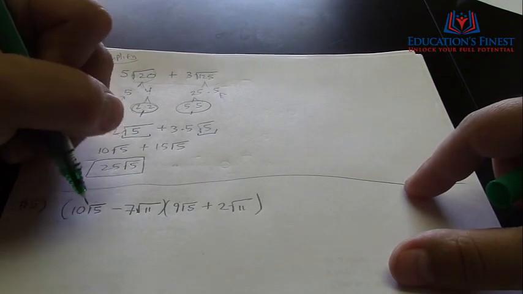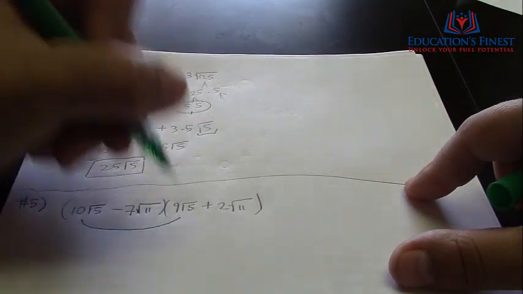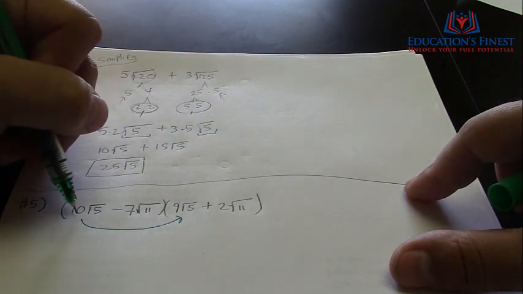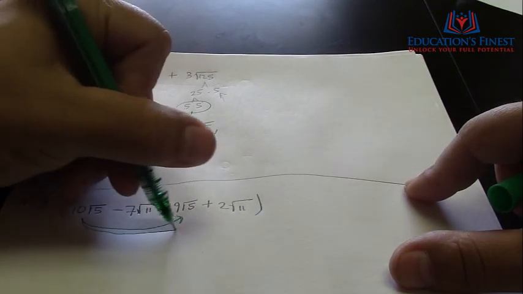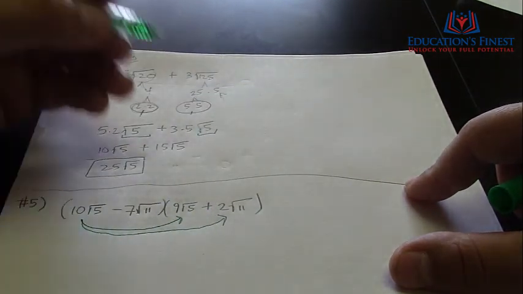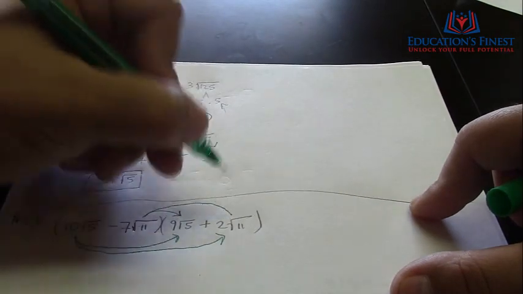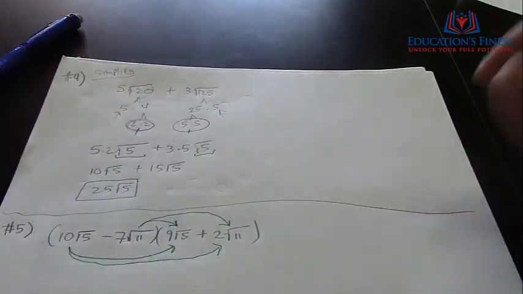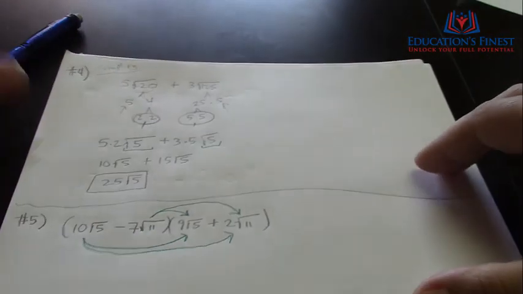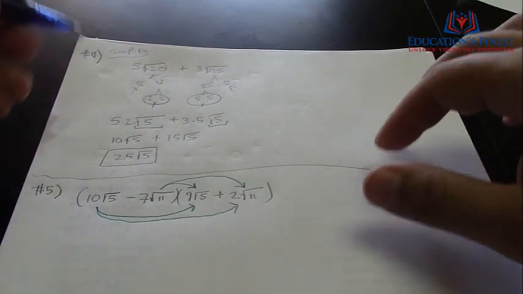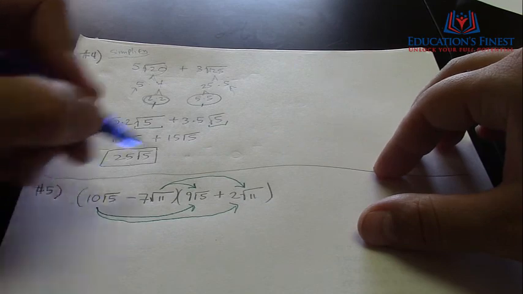We're going to FOIL this guy, distribute. So what I like to do is it always helps me if I draw these little lines. So it's the first guy times that one, and it's the first guy times the second guy here. Then you got this times this, and this times this. Okay. So what you got to do here is we're going to start with this guy times this guy.